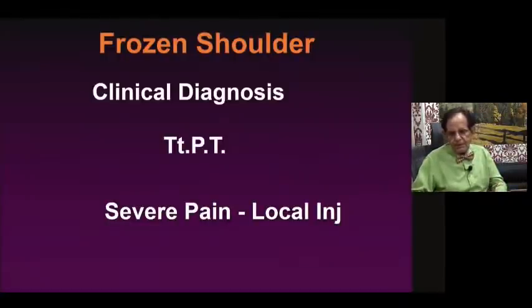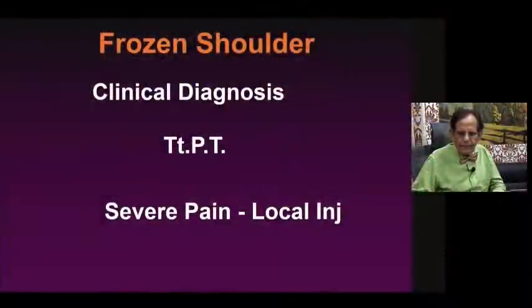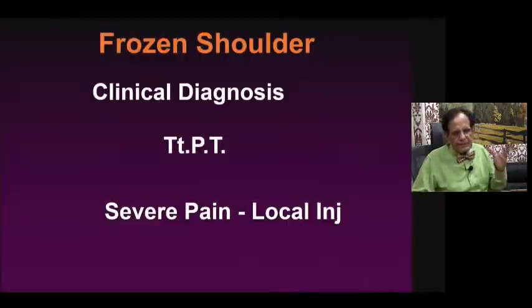You examine the patient's shoulder and do this abduction, and then you do external rotation. The treatment is physiotherapy, heat, and if the pain is very severe, local injection. I would like to show a video. I will now show you examination of the shoulder joint to diagnose frozen shoulder.